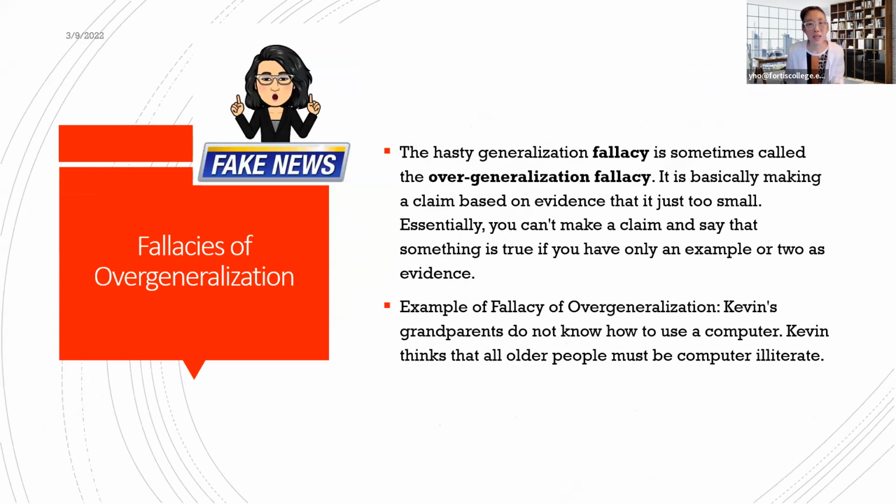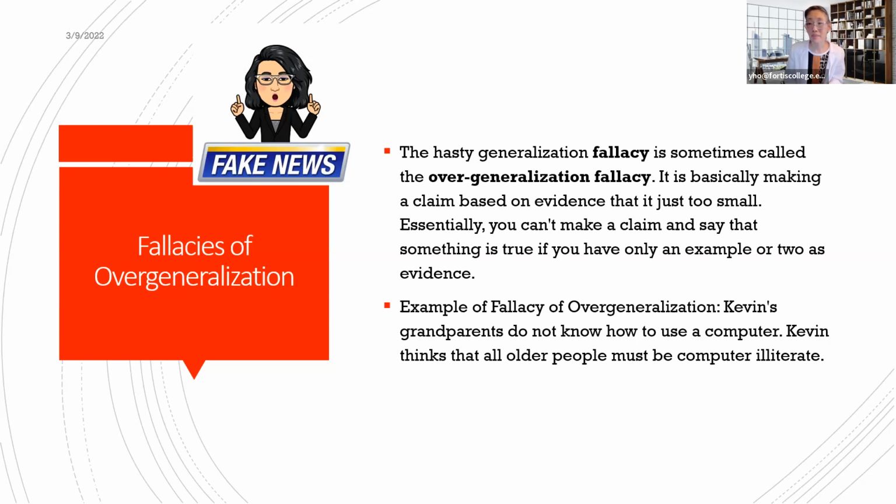Fallacies of overgeneralization. That's also known as a hasty generalization fallacy. An overgeneralization fallacy is basically made when you make a claim based on evidence that is just too small. Essentially, you can't make a claim and say that something is true if you only have one example. So an example of a fallacy of overgeneralization is Kevin's grandparents do not know how to use a computer, so Kevin thinks all older people must be computer illiterate. Jan is Chinese and her whole family is Chinese. They're all really good at math. Therefore, all Chinese people are good at math.